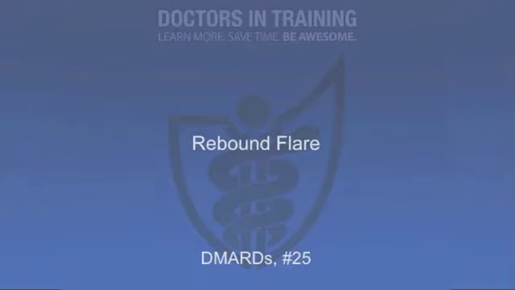So with DMARDs, when patients discontinue therapy, there's a phenomenon called rebound flare. What this means is that the patient's symptoms become a little bit more aggressive. And even if the patient was previously in remission on the drug, when you restart the drug, there's no guarantee that the patient will go back into remission.